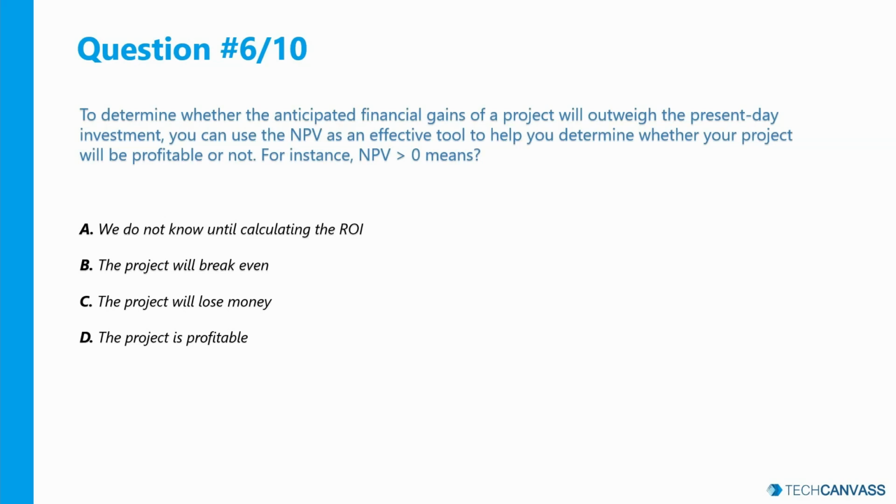And NPV equal to 0 means inflows equal the outflows, it is a break even. And then NPV being negative means the present value of the inflows is less than the present value of outflows, thus the investment is not good and the project is going to be at a loss. Since the NPV is greater than 0, this project is going to be profitable. And the right answer is option D.